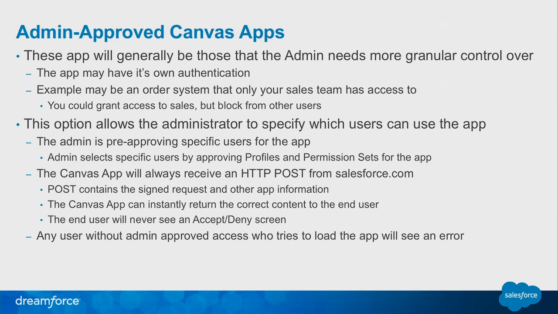So looking at admin-approved applications, again, this was our default first one. And what this means is in order to use a Canvas app, the admin has to install it into their organization. And then they have to go ahead and select which users based on profiles and perm sets can actually use that application. So maybe you want your sales team to have access to the application, but you don't want your marketing team to have access for whatever reason. So you can actually do that. You have a sales profile, a marketing profile. You opt the sales profile in.